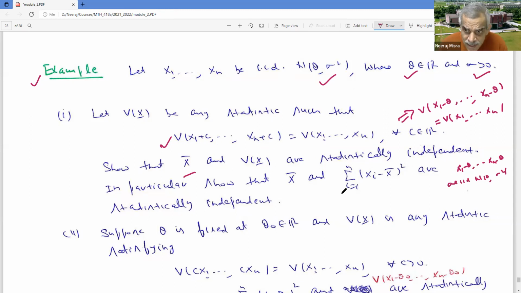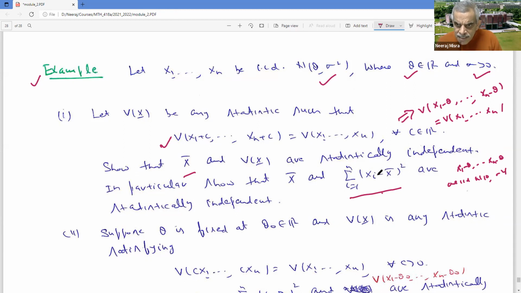In particular, X bar and the summation of (Xi minus X bar) whole squared are statistically independent. How do you prove this? You just need to show that this statistic satisfies V(X1 plus C, ..., Xn plus C) is equal to V(X1, X2, ..., Xn), or in other words, that it is ancillary.